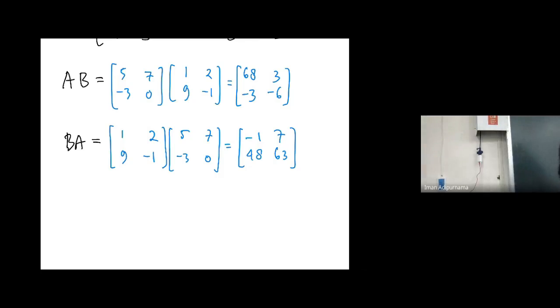Okay. See, the result is different, right? So AB and BA is not the same. This is an important property for matrices. AB is not the same as BA.